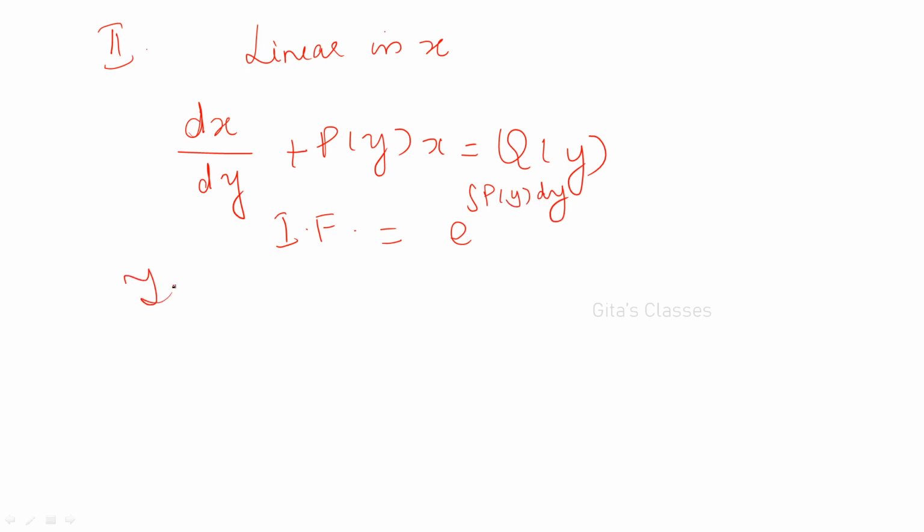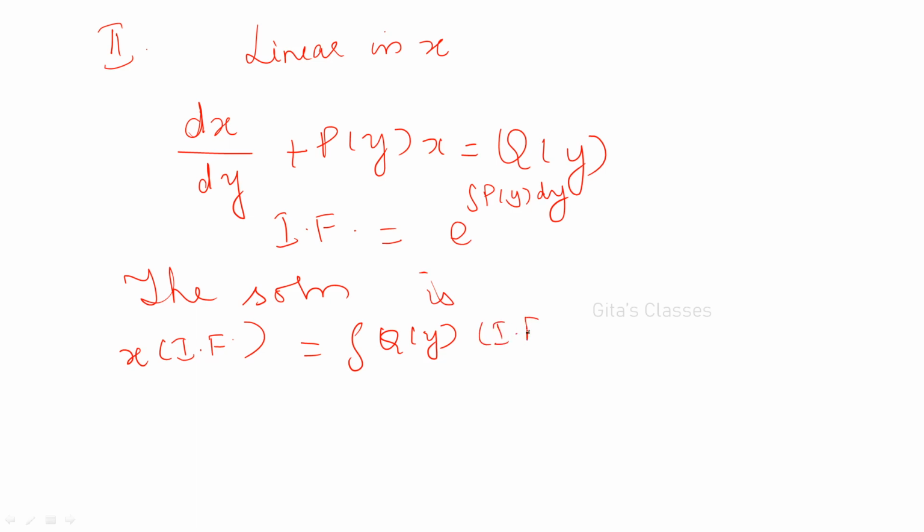What will be the solution then? The solution is given by x into integrating factor, because it is linear in x. Solving this equation means finding x as a function of y. X is the dependent variable and y is the independent variable here, since we have dx/dy. So x into integrating factor is equal to the integral of Q(y) into integrating factor into dy, integrated with respect to y, plus c. This is our solution.